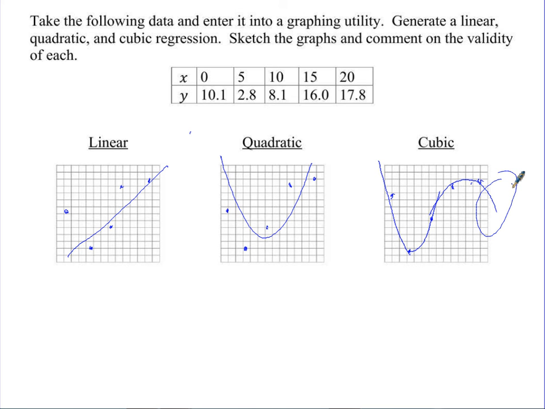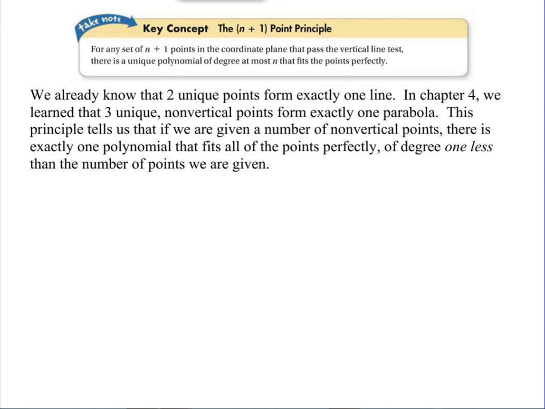So we have to think a little bit more than just, okay, this one goes through all the points, so it must be great. It may not be. It may be terrible. So if you notice on that last problem, we had how many data points? There were 5. There's this key concept right here, the n plus 1 point principle.